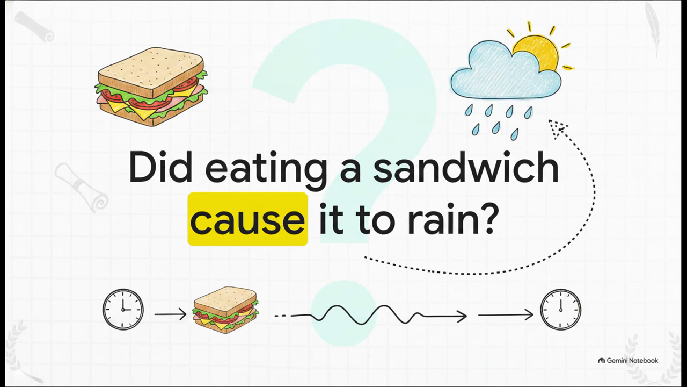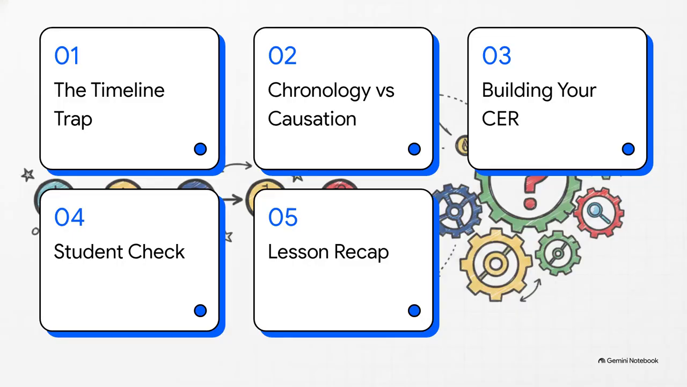Okay, let's kick things off with a slightly ridiculous question. If I eat a delicious sandwich and then it immediately starts pouring rain outside, did my sandwich cause the rain? Obviously, no way. But here's the thing. In history, we make this exact same mistake all the time. We see an event happen one year and another event happen the very next year, and we just automatically assume that first event caused the second. Today, we're going to see why that assumption is one of the most dangerous traps you can fall into.